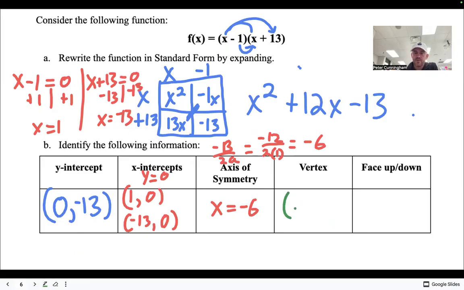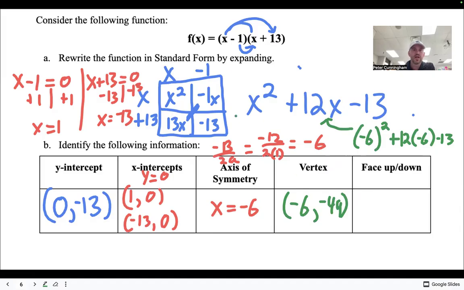I'll admit here, for finding my vertex and my axis of symmetry, I used my calculator, went into the calculator, saw where my symmetry was happening, and put it in there. But you can just put negative 6 into this standard form function. You can also put it into the intercept form function, but I think we're more familiar with doing this, and that should have given you negative 49. We have a positive a, so we are facing up. We're going up, up, up.